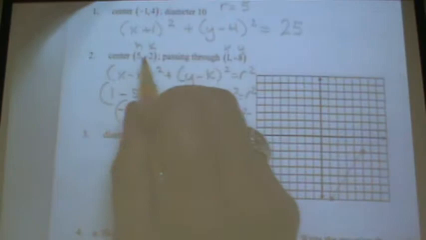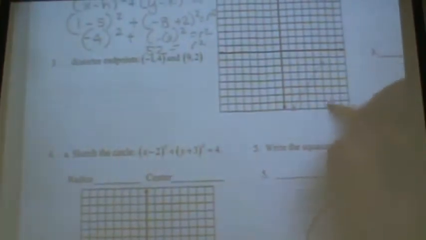So your equation with the center at 5, -2 will be x minus 5 squared plus y plus 2 squared equals 52. And you could have figured out this by using the Pythagorean theorem.